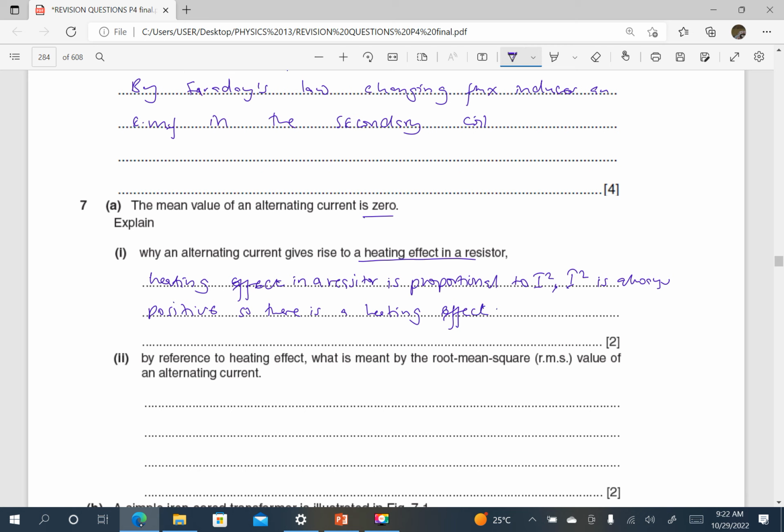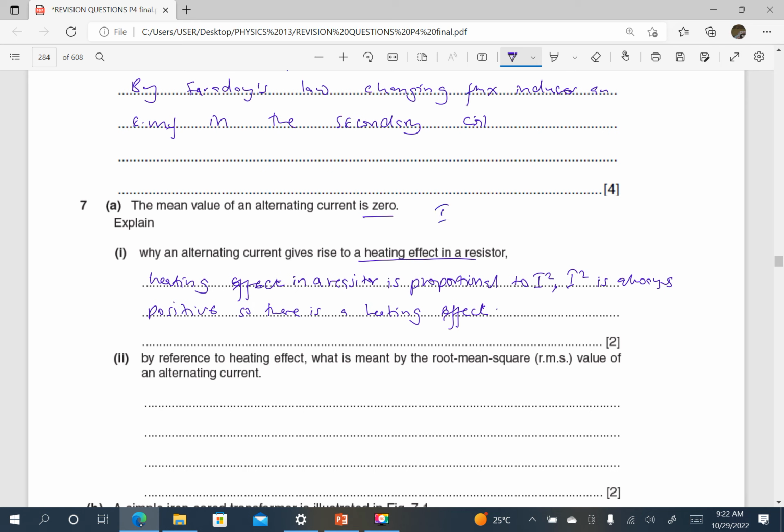Because I squared is always positive, there is power dissipated. In other words, alternatively, I moves in opposite directions in a resistor during half a cycle, and the heating effect is independent of the direction.